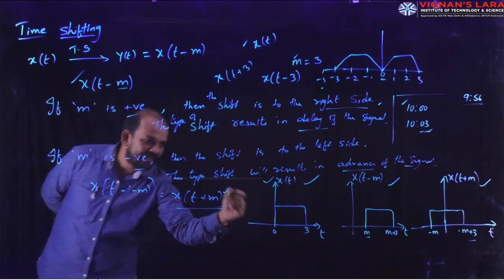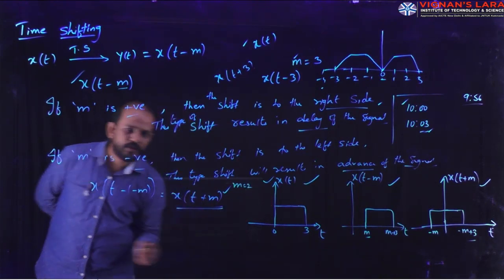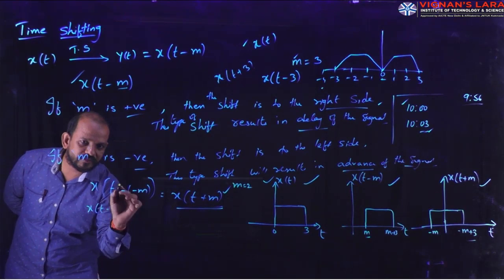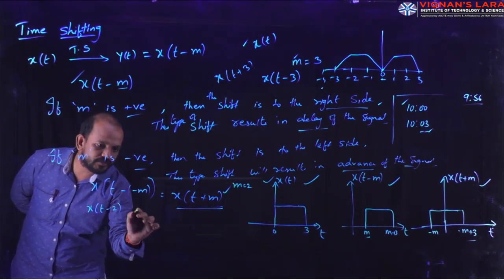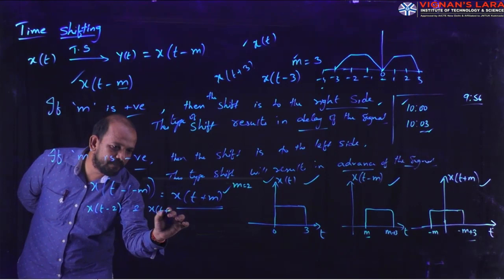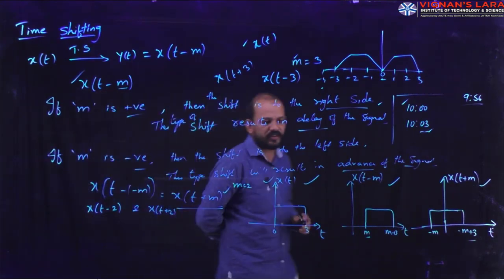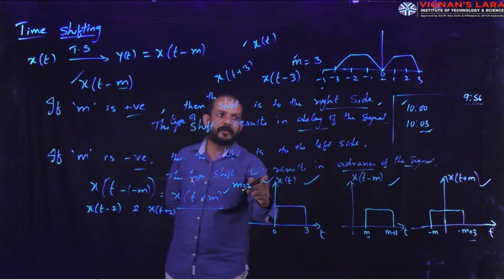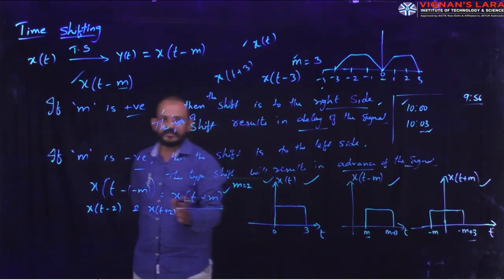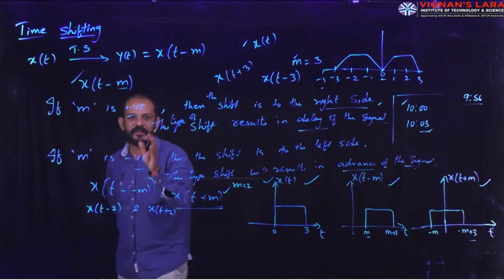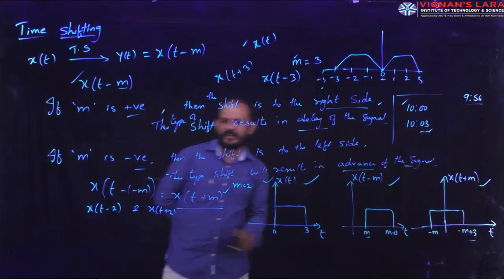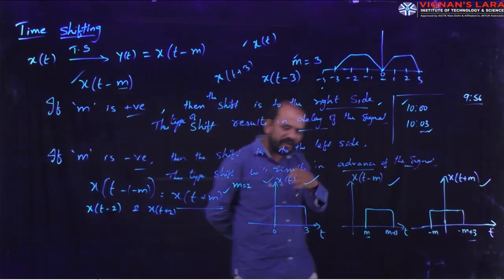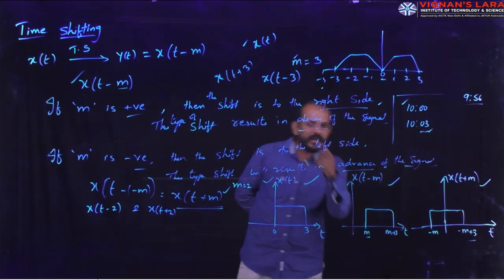Here for the same signal I have taken m equal to 2. Now what do I have to write? I have to write x of t minus 2 and x of t plus 2. First, x of t minus 2 is the delayed version of the signal. Setting t minus 2 equal to 0 gives t equal to 2, that is plus 2, which is positive, the right side. Whenever it is the right side, that is the delayed version.